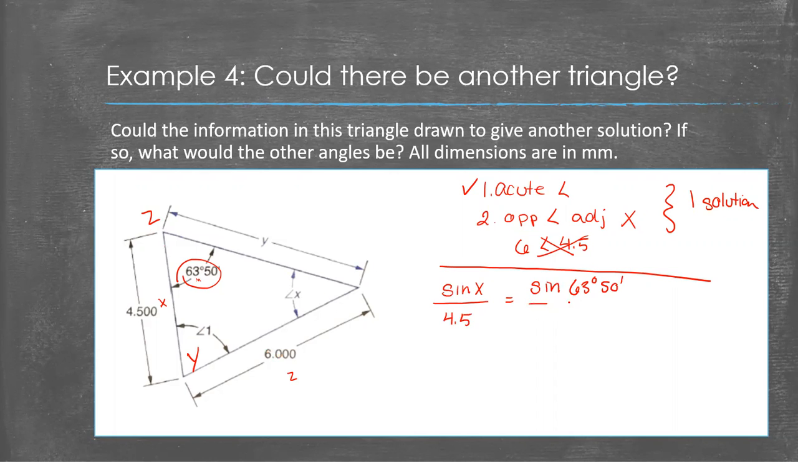And you can just put it in your calculator: 63, degree minute second button, 50, degree minute second button, and then press your sine. It will use that information. You don't have to convert it, which is really nice. It saves us some time. And then 6 on the bottom. We're going to get sine x is equal to sine of 63 degrees, 50 minutes, divided by 6, times 4.5.